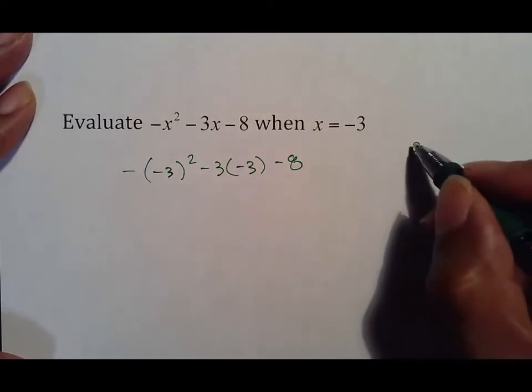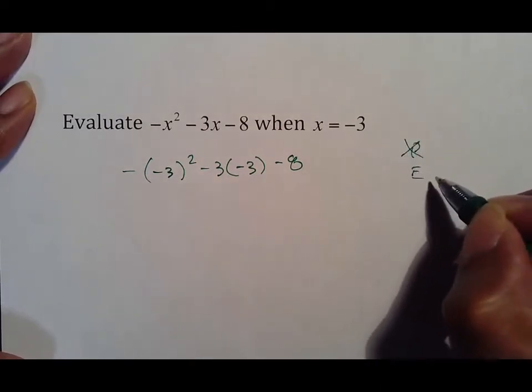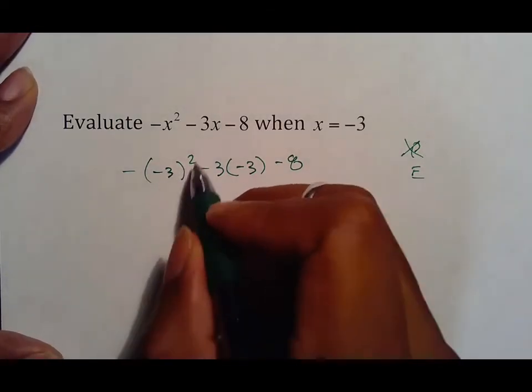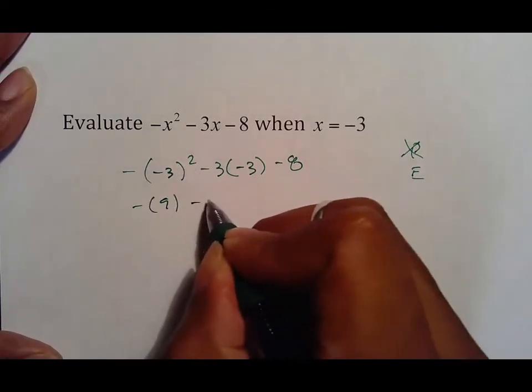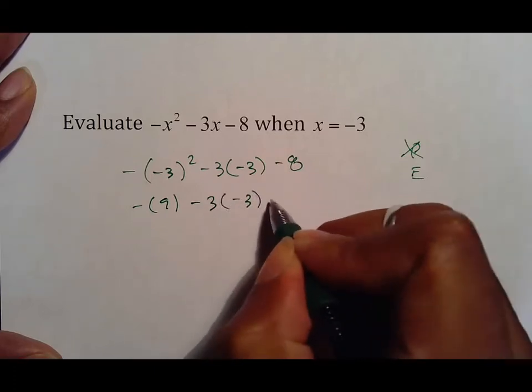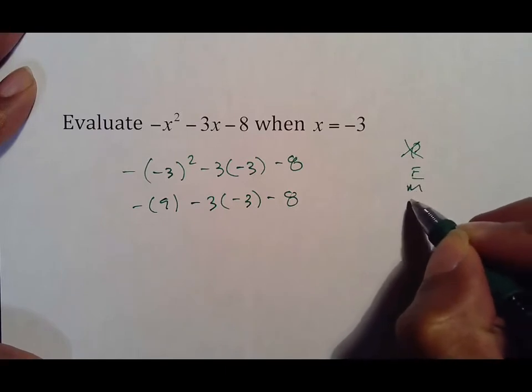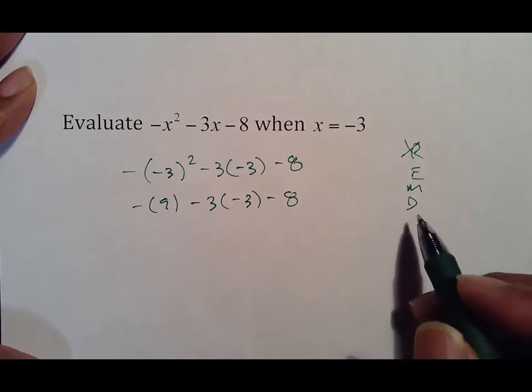Move on to exponents. Even if you have to do this every single time, it's just safer to do it. Exponents, we have one here. Negative 3 squared is 9. Copy everything else. Any multiplication or division that is not attached. And again, let me explain what I mean by that.